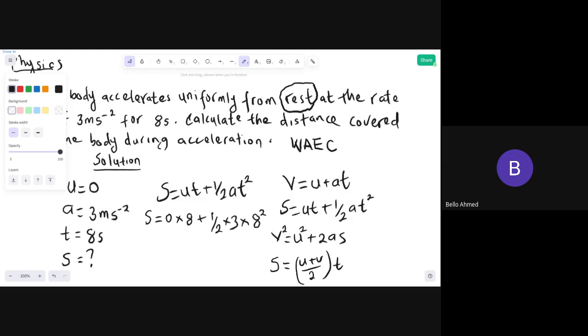So I'm going to have s equals 0 times 8, which is going to give me 0, plus half times 3 times 8 squared, which is going to give me 64. Please, 8 squared is not 8 times 2, it is 8 times 8. So that's going to give me 64. Well, from here, half of 64 is 32.